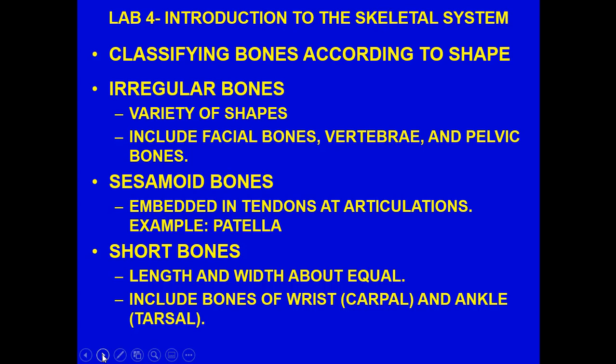Now, sesamoid bones are a little bit different. They're actually embedded in tendons at articulations. Joints is another term for articulations. And one of the best examples is the patella. Yep, the kneecap, the knee bone. What you have to understand is that when the tendons pull, these bones tend to adjust the forces. And the patella is a perfect example of that.